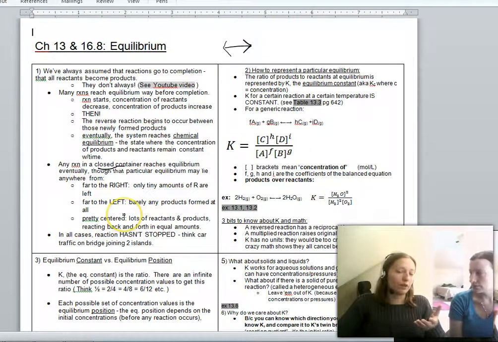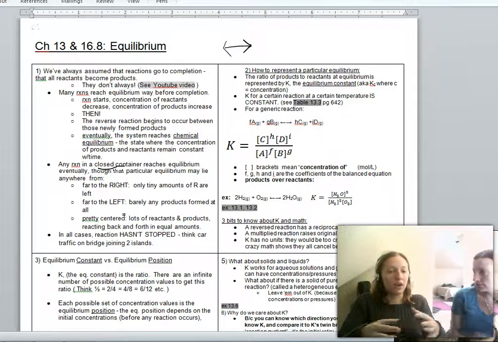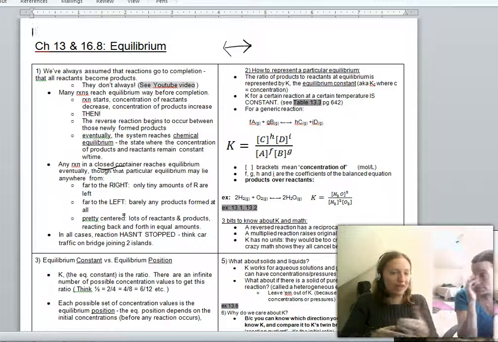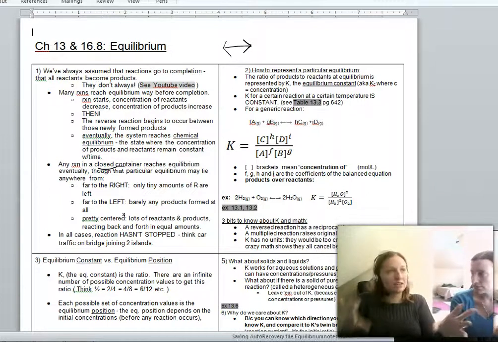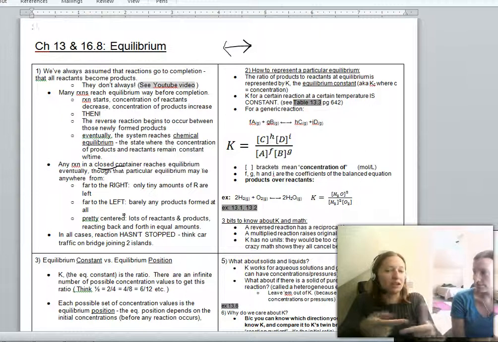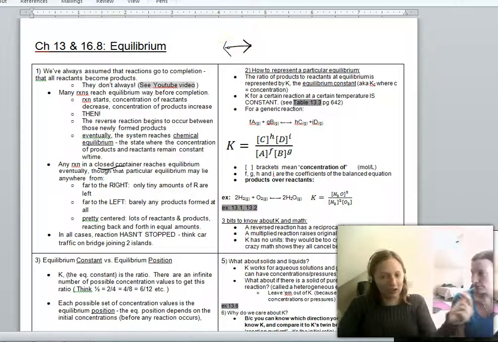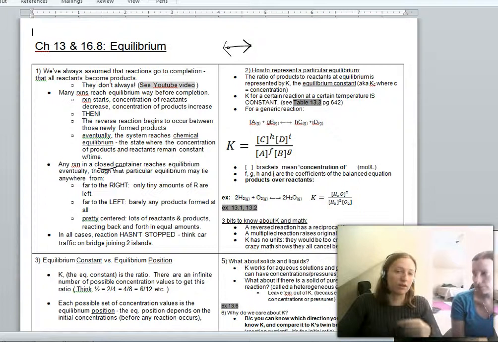You can also have a reaction that's pretty centered, where you've got reactants and products in relatively equal concentrations, reacting back and forth. But the thing to remember is that the reacting has not stopped. It's not like it gets to equilibrium and then freezes. You've always got this double-headed arrow showing that the reaction is continuing forward and continuing backward.